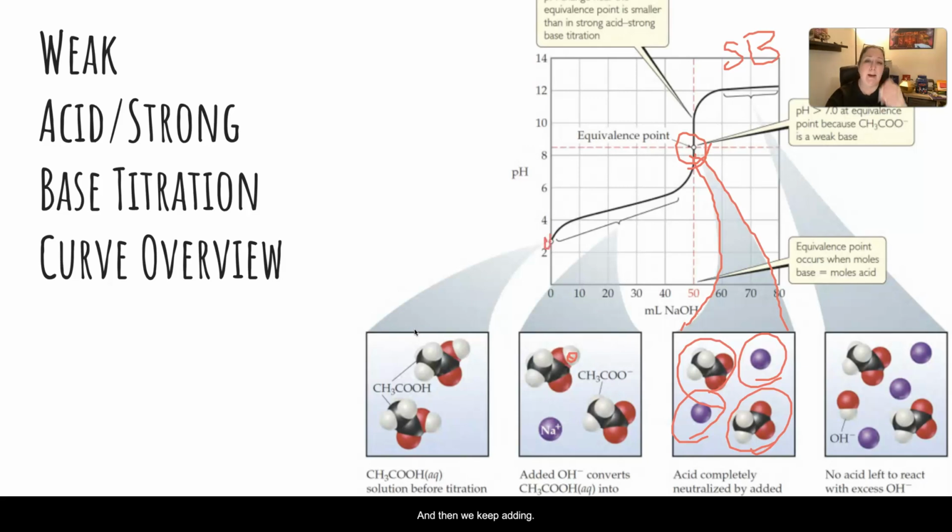All right, and then we keep adding from the burette, the NaOH into the acid. We're adding, and then the pH is getting higher and higher, and above 12 since it's a strong base. And then we're at this last part where there's definitely no acid left to react with that OH- that's floating around in there. So now we just have OHs floating around, and so the pH is just getting higher and higher. Okay?